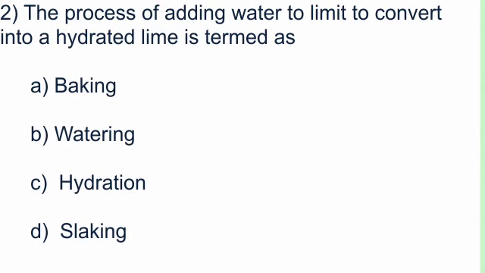The process of adding water to convert into a hydrated lime is termed as option A baking, option B watering, option C hydration, and option D slaking. And the answer is option D slaking. The process of adding water to convert into a hydrated lime is termed as slaking.